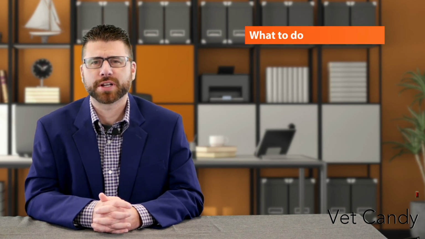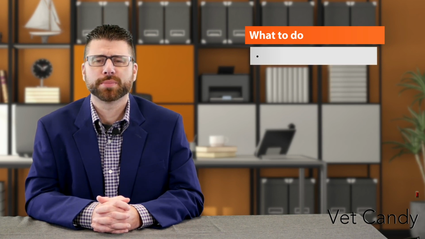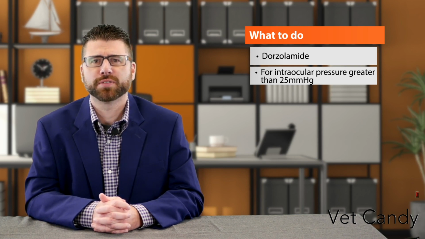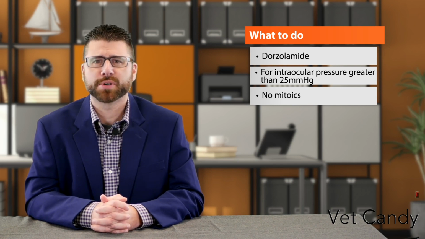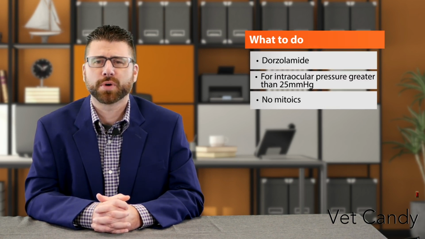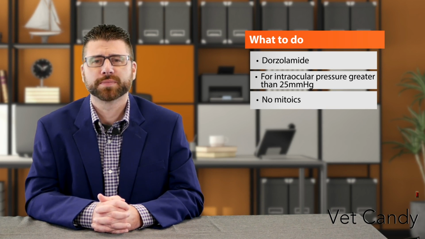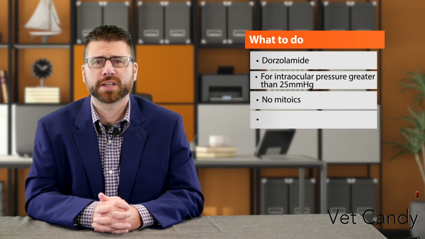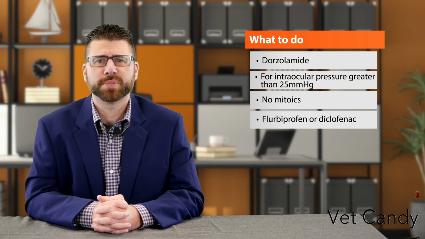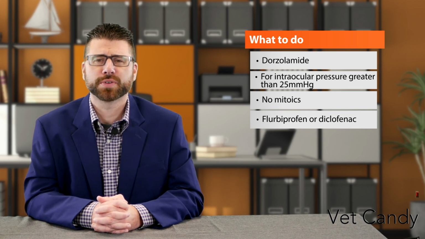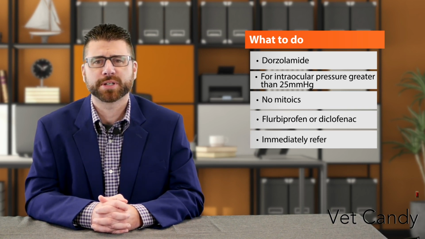So let's say you have one of these patients with an anterior lens luxation present to your practice. What can you do to get them started in the right direction? You can start the patient on dorzolamide or dorzolamide timolol 3 times a day if the intraocular pressures are greater than 25. Keep in mind, do not give them any miotics. Do not give them latanoprost, do not give them demecarium bromide, and do not give them pilocarpine. Otherwise, this will cause the pressures to increase further. You can also administer flurbiprofen or diclofenac once to twice daily to decrease subclinical uveitis caused by the lens bumping into other intraocular structures, and you want to refer these immediately as they are considered to be ophthalmic emergencies.